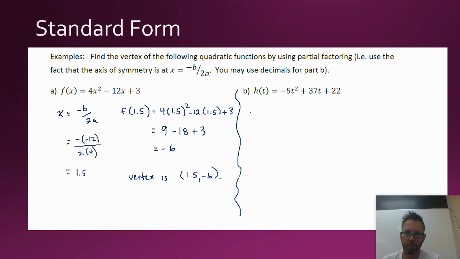So first we find the axis of symmetry. That will be negative 37 over 2 times negative 5. So that's negative 37 divided by negative 10. So that's positive 3.7. That's where the vertex happens. So what's the y value, or in this case, the h value? Now I did say x here. Maybe I should have used t, because this isn't f of x, it's h of t. So what is the h value when t is 3.7? Let's find out.